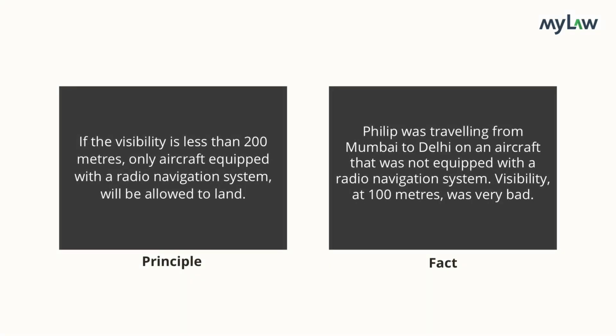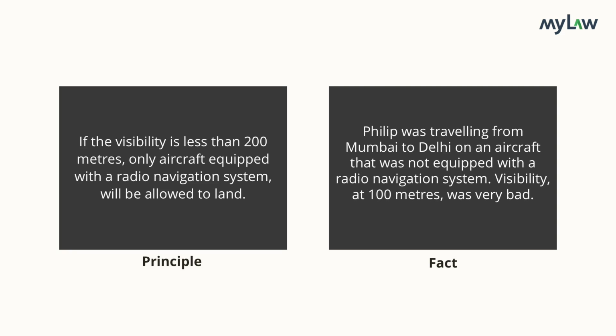All men are mortal is the principle, Socrates is a man is a fact. With this, let us look at another example. Principle: If the visibility is less than 200 meters, only aircraft equipped with radio navigation systems will be allowed to land. Facts: Philip was traveling from Mumbai to Delhi on an aircraft that was not equipped with radio navigation systems.